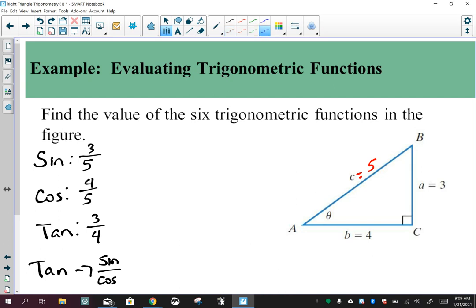For the other ones that we have now learned, which are cosecant, CSC, secant, SEC, and cotangent, COT, remember these are reciprocals, so you're going to take whatever you found here and just flip them. So cosecant is 5 over 3, secant is 5 over 4, and cotangent is 4 over 3, because these over here are reciprocals of the main 3.